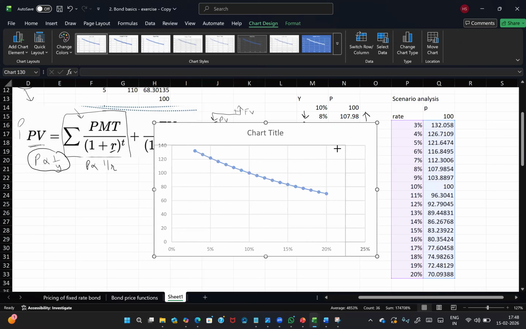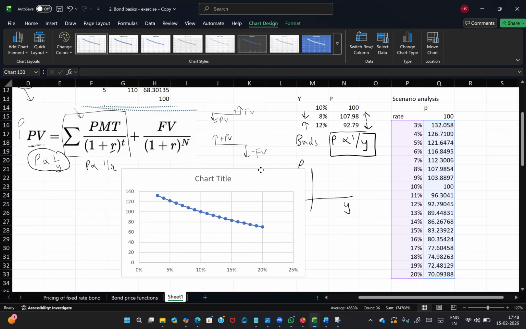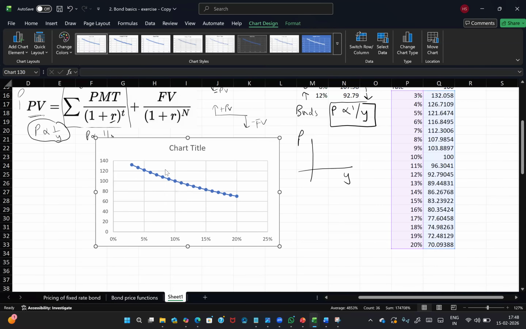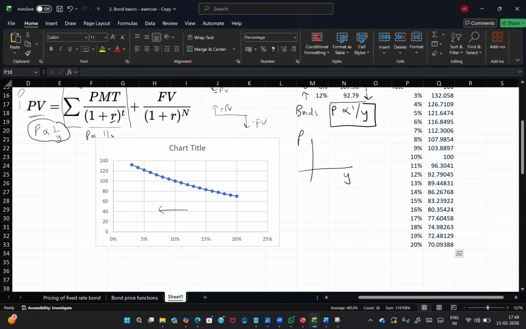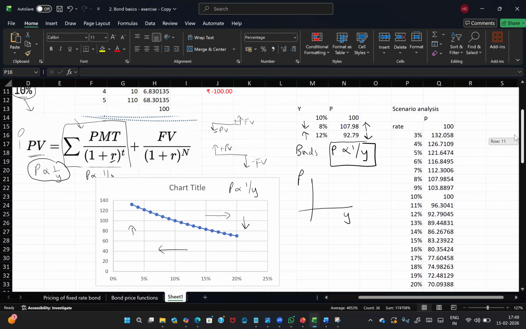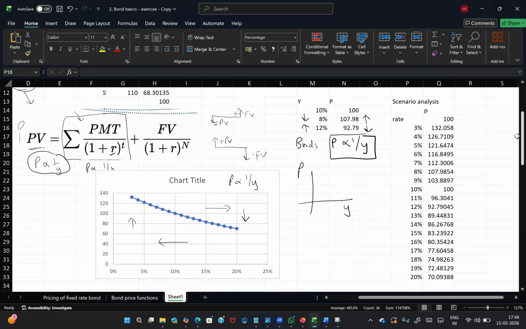I can make a line chart, or I can make a scatter plot. So here I make a scatter plot, and this is basically giving us the inverted price-yield relationship in a bond, which clearly states that if the yield on the bond falls, the price will rise. On the other hand, if the yield on the bond increases, the price falls. So this is the inverted price-to-yield relationship. Any questions here? All okay? Scenario analyzer. Yes, sir. All okay.